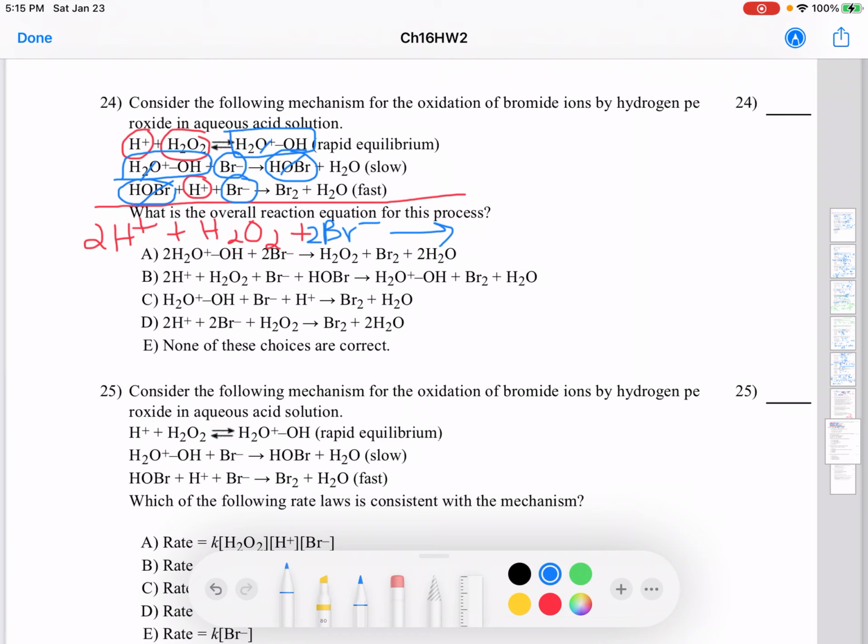Okay, and then from the right side, what do we have? We have a water molecule here and another water, so we have two water molecules, plus we have bromine that did not get cancelled, Br2. So you find the one that has this combination: 2H plus, 1 H2O2, 2Br minus, two water molecules, and bromine. That would be the overall reaction equation.